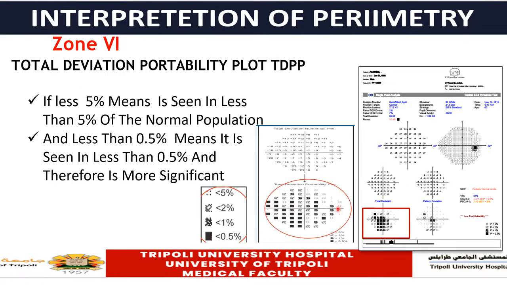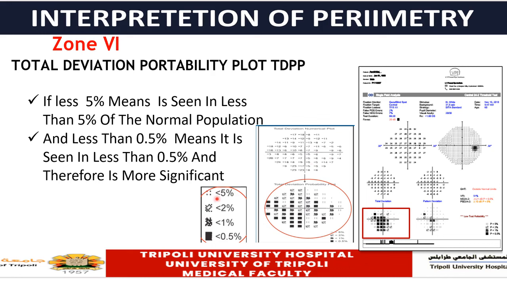As I said, the probability plot here is very important. It shows us the deviation of the patient's data from the normative data. As you can see here, if there is this scotoma, it indicates less than 5%. And what's the meaning of these figures? Less than 5% indicates that less than 5% of normal people have this finding.